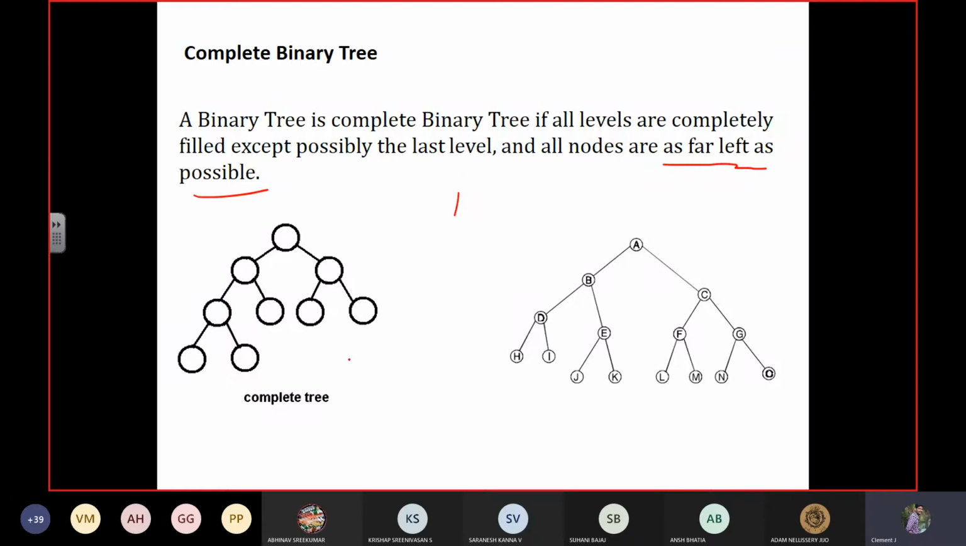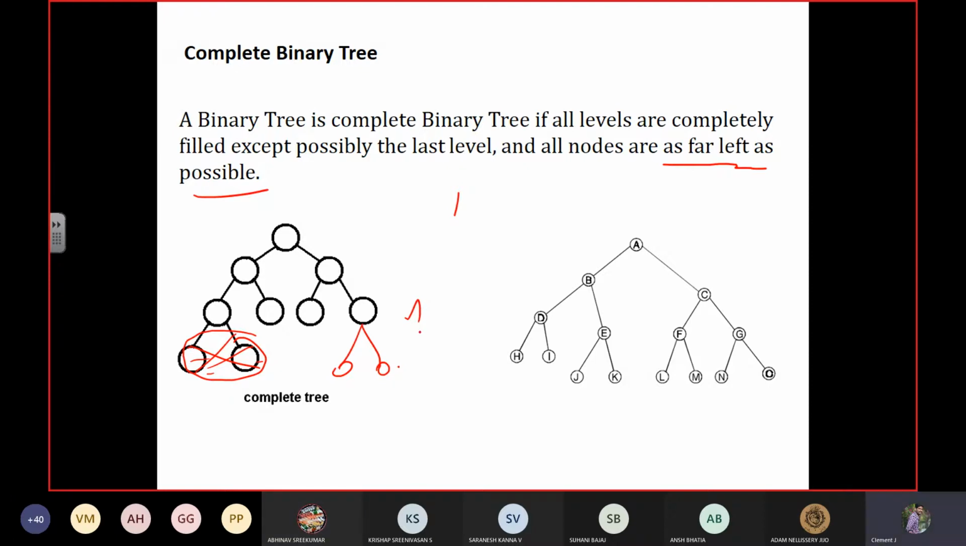Okay, for example, see what they are saying. This is a complete binary tree. If instead of these two children, these two nodes were behaving like this, it is not a complete binary tree. Now, can I call this a full binary tree?